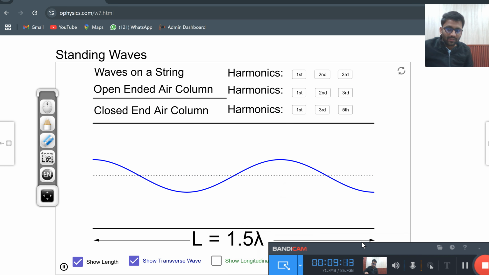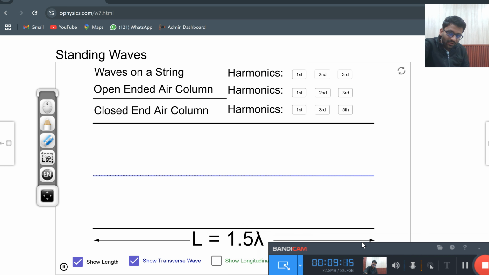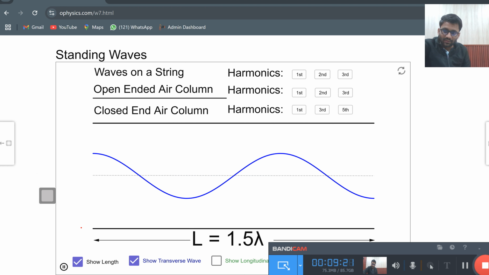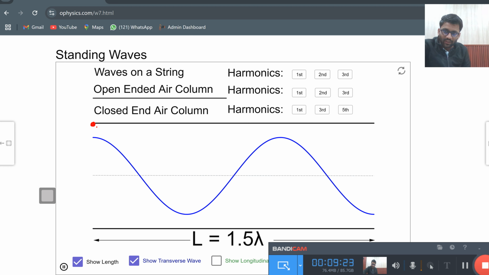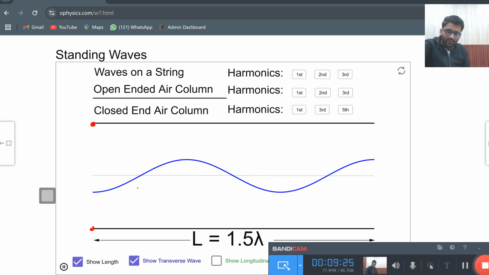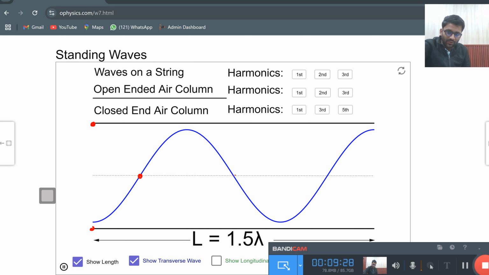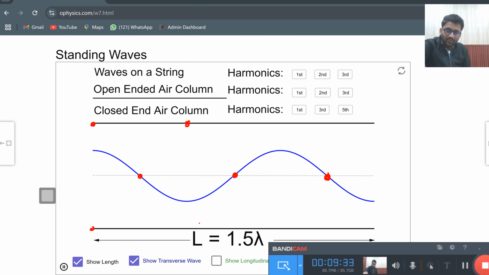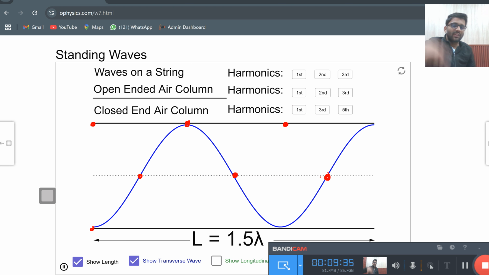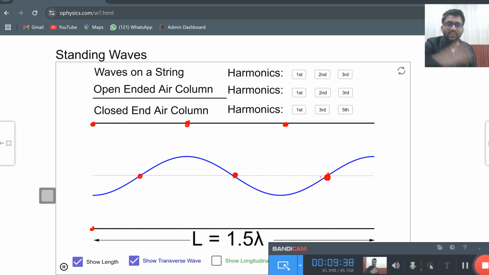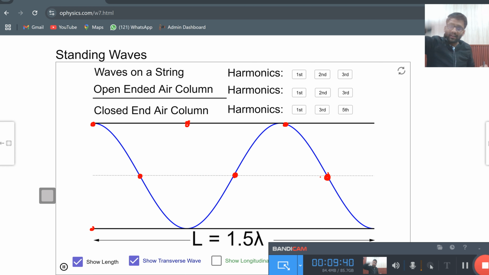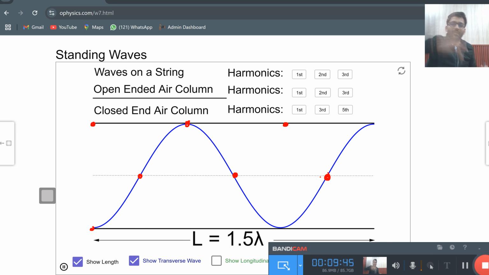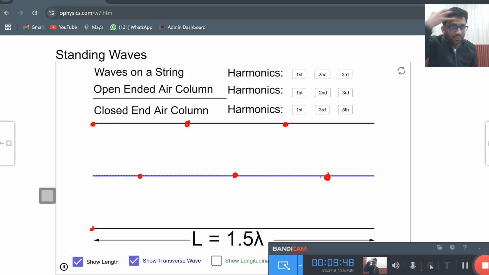Again, I am showing the same animation. You can see that these two nodes are fixed, this node is also fixed, this node is also fixed. But if you keep your eye on this peak, it is going up, going down, going up, going down. That's why we call it a standing wave. This wave is not traveling; it is standing at a certain point only and going up and down. They are dancing up, down, up, down. That's why we call it a standing wave. This is not your traveling wave.